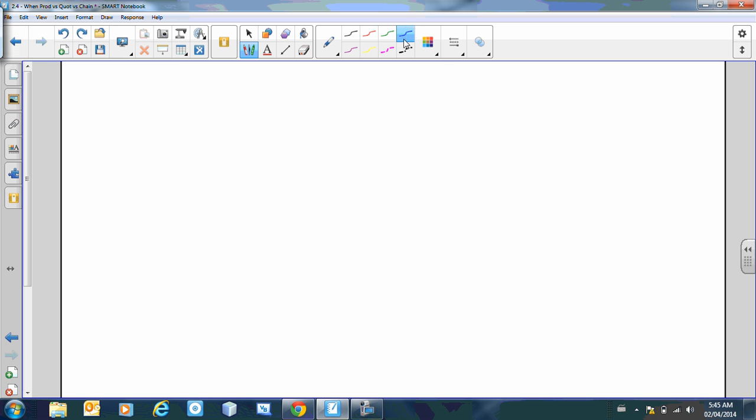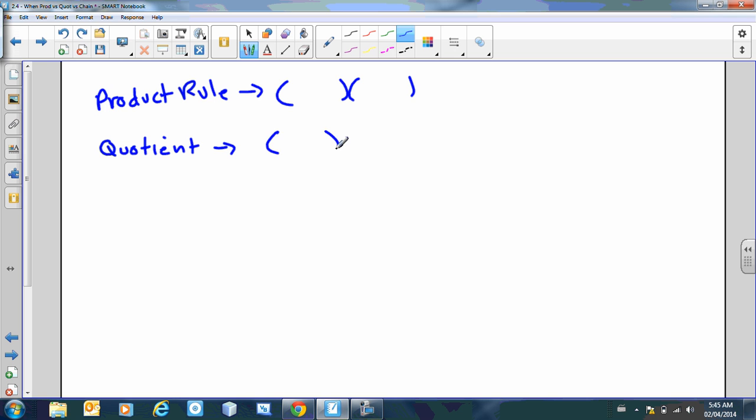Okay, so if we just look at the basics, the product rule can be done anytime we have a multiplication. Two expressions multiplied out, whatever those happen to be, I can use the product rule. The quotient rule, same basic argument. Quotient means division. And so if I see something that looks like this, I can use the quotient rule.